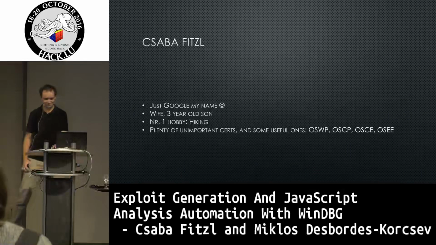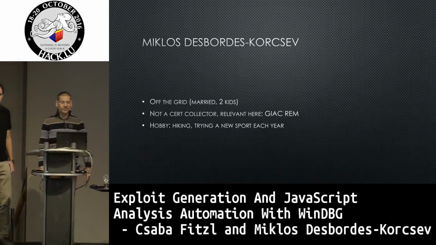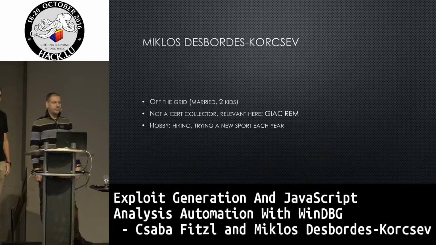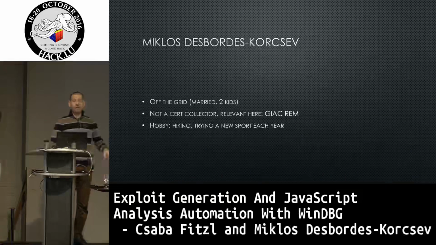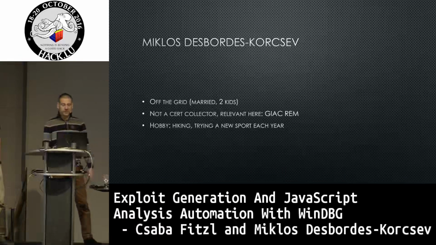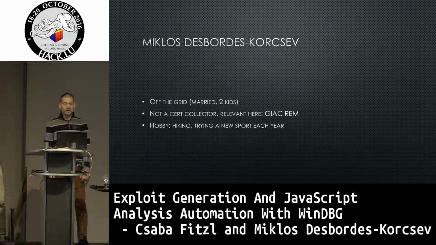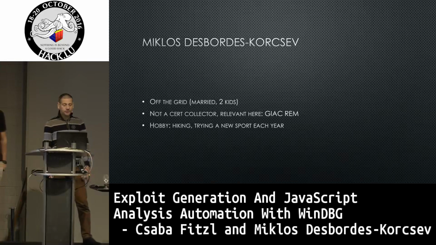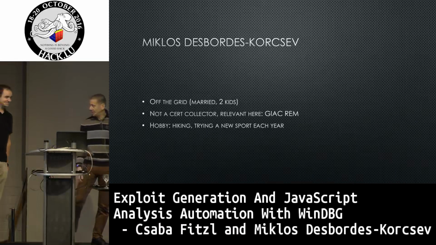And Miklos? Hey, good morning. I'm mostly off the grid, so I'm a kind of paranoid person, so you will not find too much on me on Google, I can promise. Just a little bit of information about myself. I'm married, I have 2 kids. I'm not so much of a cert collector, although I'm interested in a lot of trainings and I typically do attend them, but the one that is potentially relevant for this presentation is GREM, reverse engineering malware. As for hobbies, I'm also kind of a hiker, and I typically try a new sport every year. Back to Csaba.